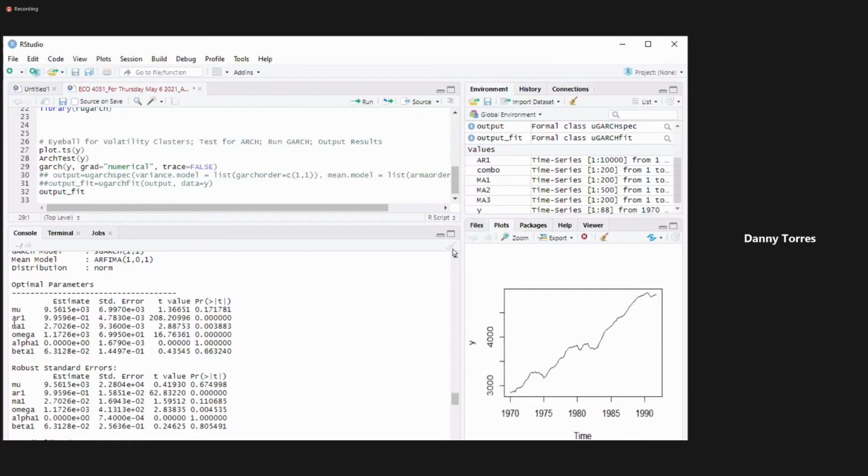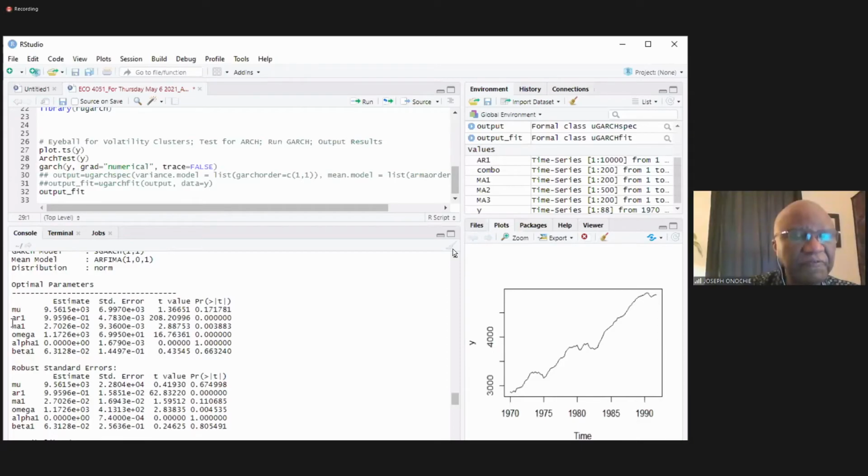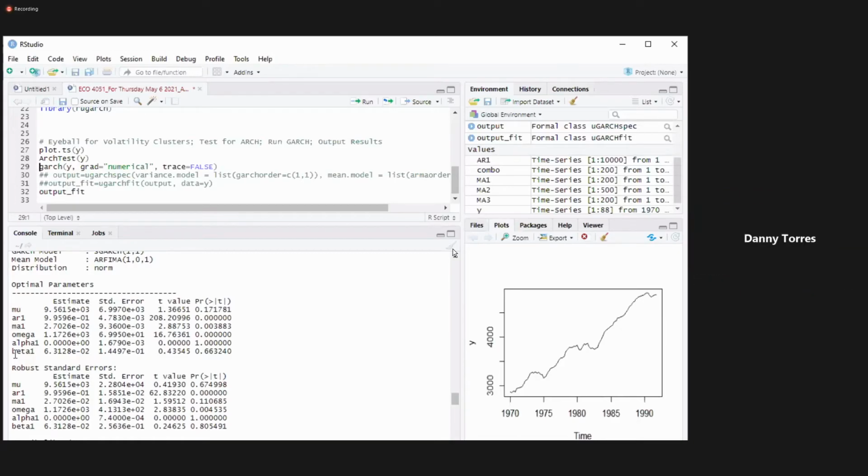Yeah, the autoregressive and moving average, right? Yes, those are the coefficients. And then the omega is a constant in the variance equation. Alpha is the coefficient of the lagged error squared term, and beta is the coefficient of the lagged variance term, okay? So the last three is where the dynamics of the variance is, right? Yes. You have to look at those three. Yes.